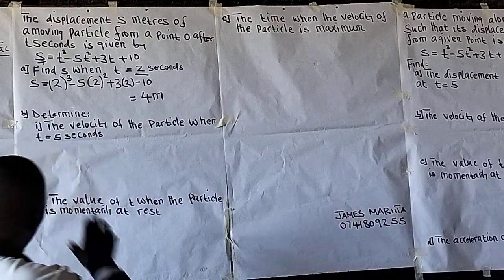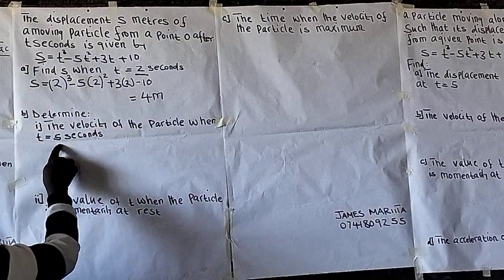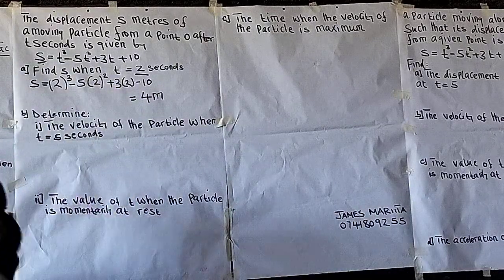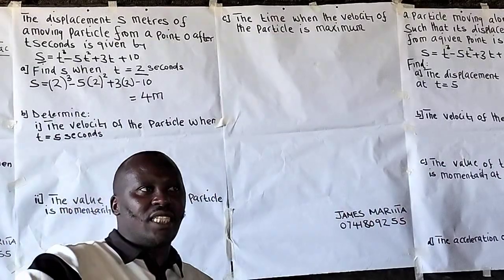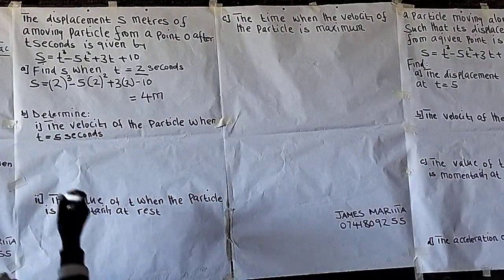Determine the velocity of the particle when the value of t is equivalent to 5. In this case, don't just substitute 5 where there is t. No. First of all, you need to differentiate that displacement to get our velocity. So our velocity first here.